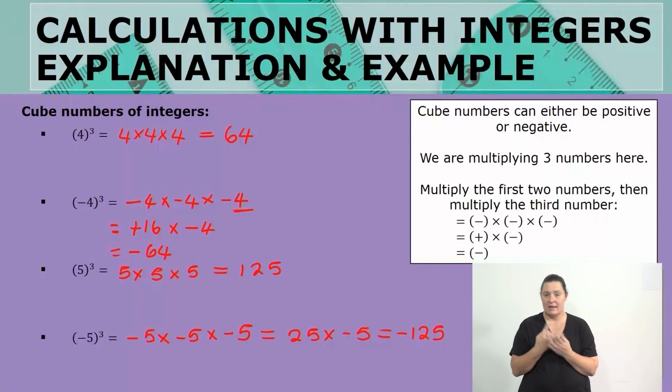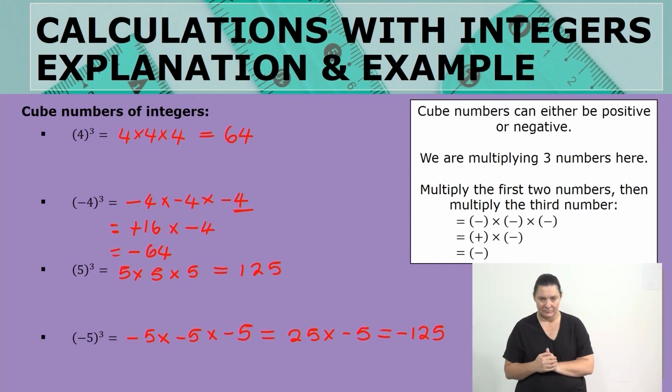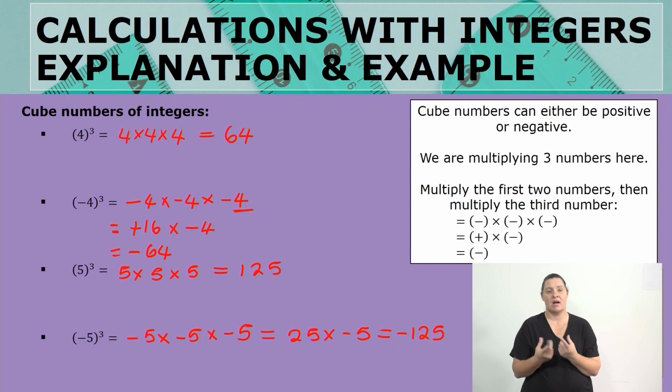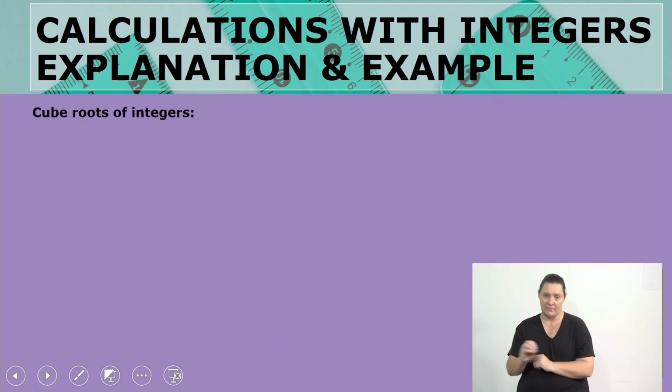So when we're looking at cube numbers, cube numbers can either be positive or negative. So we are multiplying 3 numbers here. You are going to multiply the first 2 numbers, then multiply the third number. And then if you are dealing with a negative number, your answer is going to be a negative. And then if you are cubing a positive number, then your answer is going to be a positive.